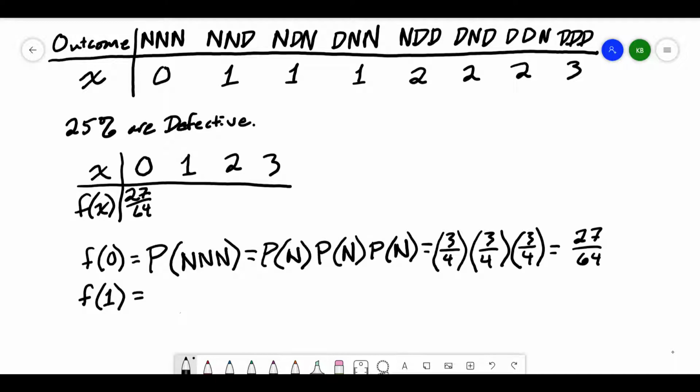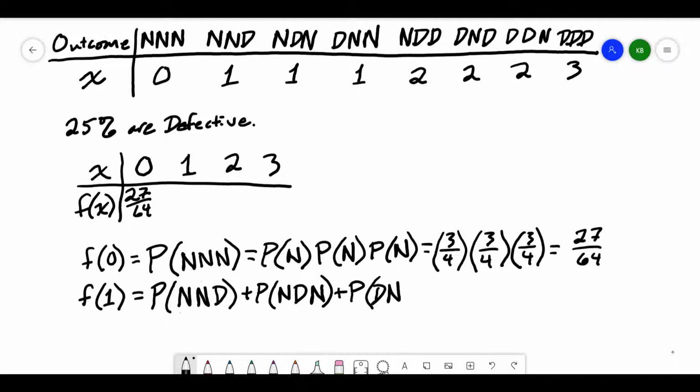Now, if I want to find my probability distribution value when x is 1, I need to consider all the possible ways that I can have 1 as a value. So I'll have the probability that I have a non-defective, and then a defective. And since these can't occur all together, they're mutually exclusive, I can add to that the probability that I find non-defective, defective, non-defective, and the probability that I find defective, non-defective, non-defective. And I can find each of these by multiplying the way I did above. So probability of non-defective times the probability of non-defective times the probability of defective.